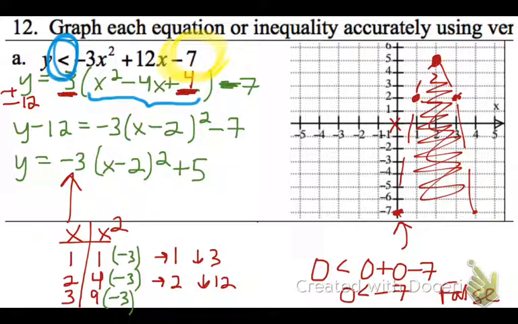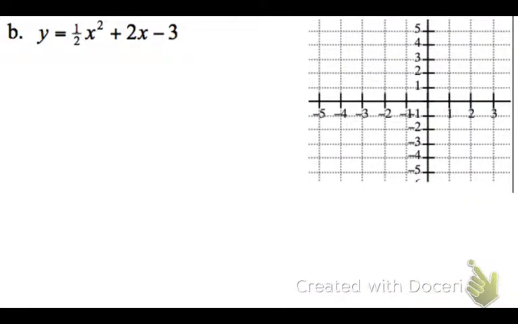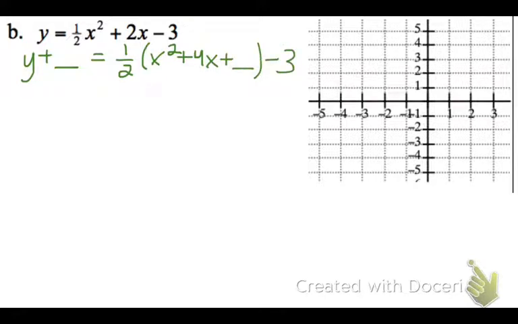Let's look at the next part, part B. Again, we're asked to put it into vertex form. So we would have y plus blank equals. We're going to factor a 1/2 out, and be careful here. You'll have x squared plus 4x plus blank, and the minus 3 gets pushed to the side. It became a 4 because you can always check your work. 1/2 times x squared is 1/2 x squared, that's that. And then 1/2 times 4, it better be 2x, and it is 2x.